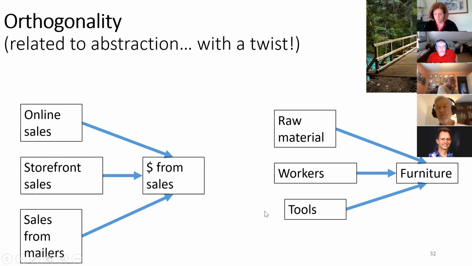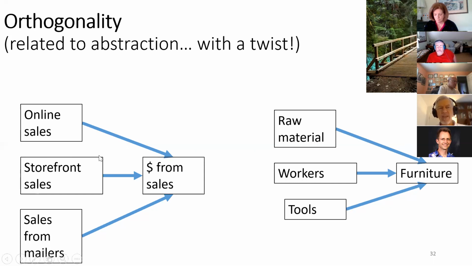With orthogonality, we're looking at very different concepts that are potentially 90 degrees, or orthogonal, to each other. You can have raw materials, workers, and tools, and all of these can come together into a finished product, which we're going to call furniture, or we could call chairs, whatever else you'd like it to be.